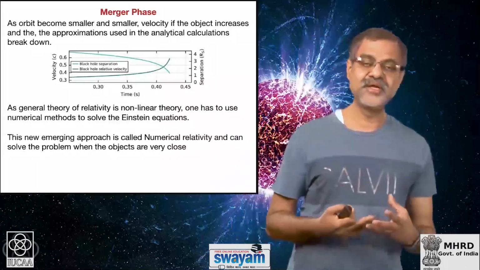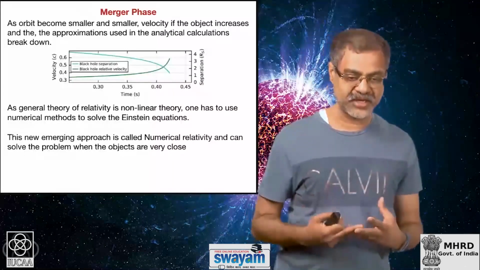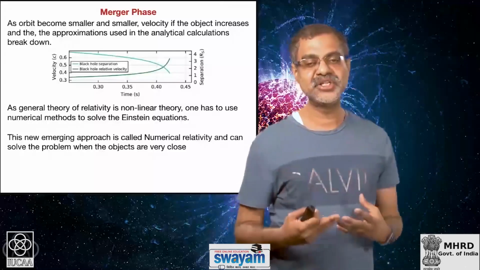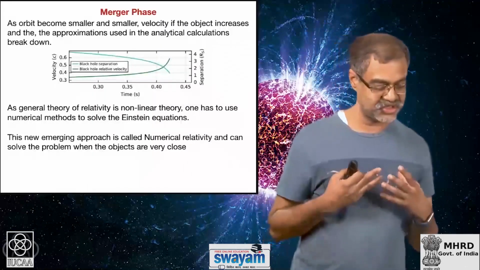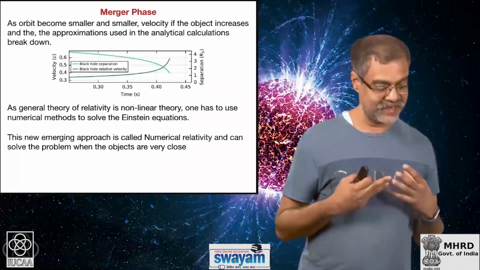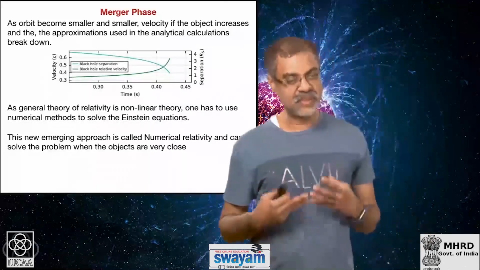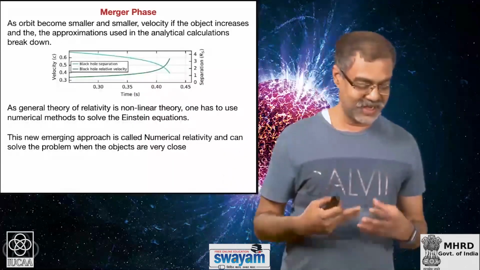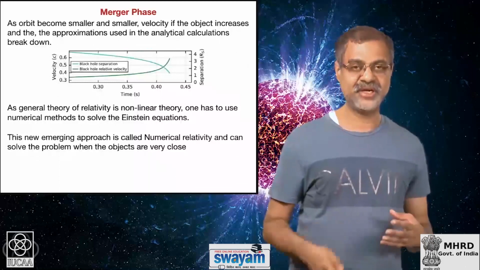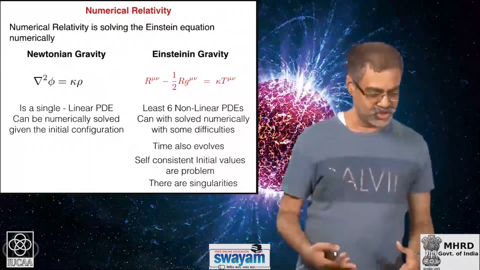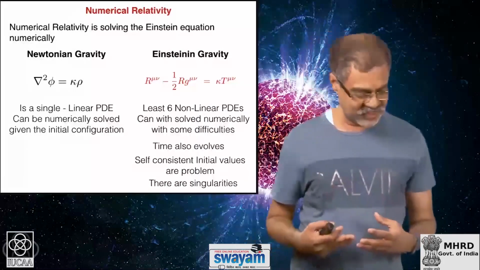So, all the analytical approximations break down, and if one wants to calculate the radiation emitted by this system, one has to use the numerical approach. This new emerging field, which is now becoming more and more popular, is known as numerical relativity. In numerical relativity, you solve essentially Einstein's equation.